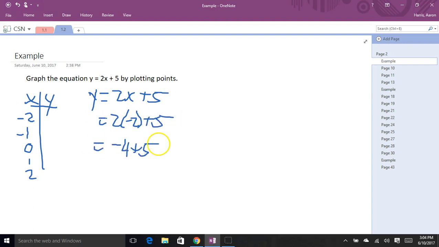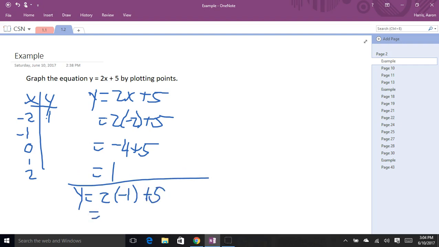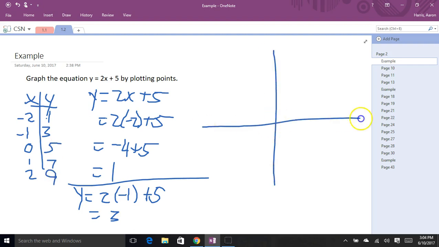So we got -4 plus 5, this ends up being 1. So when I plug in -2, I get 1. When I plug in -1 for x, we've got -2 plus 5, which is 3. When I plug 0 in for x, we get 5. I plug 1 in, we get 7. When we put 2 in, we get 9, and so on. Then we just graph that thing.